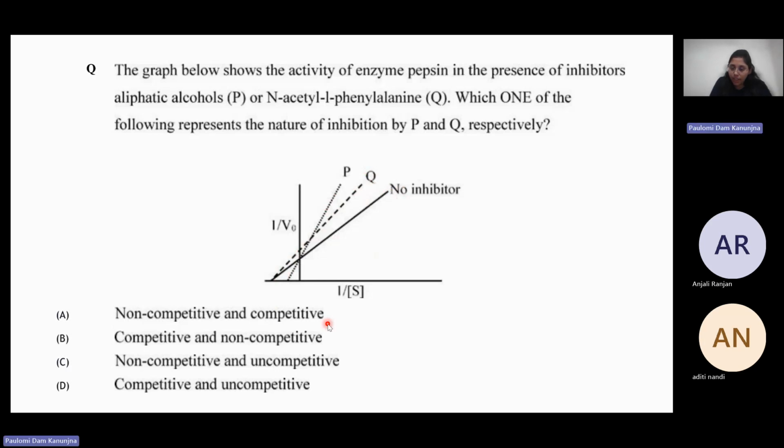Aditi, can you take that? Yeah, maybe 1 minute if you want to give the answer. B. Cool. As you people have got it correct. So as you can see in P, your Vmax is constant, which is competitive. In your Q, your Km is constant, which is non-competitive. So that was correct. Right.